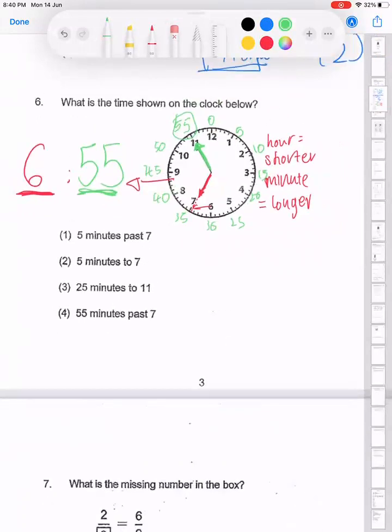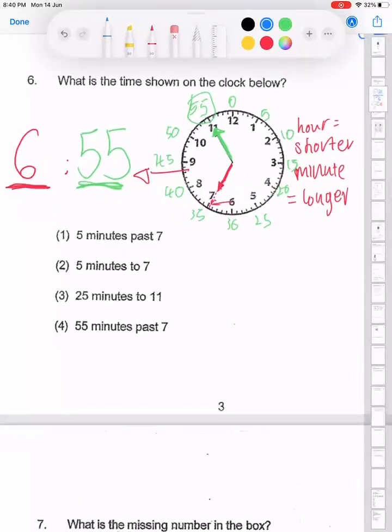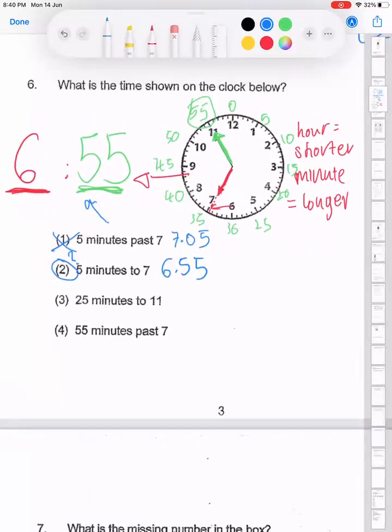So what did they ask in the question? Question asks 5 minutes past 7. So 5 minutes past 7 would be 7:05, which is not what we're looking for, right? Because you see, 5 minutes to 7. This looks right because it's the same, right? But let's see if it's correct for the rest. We cannot just assume all the time.